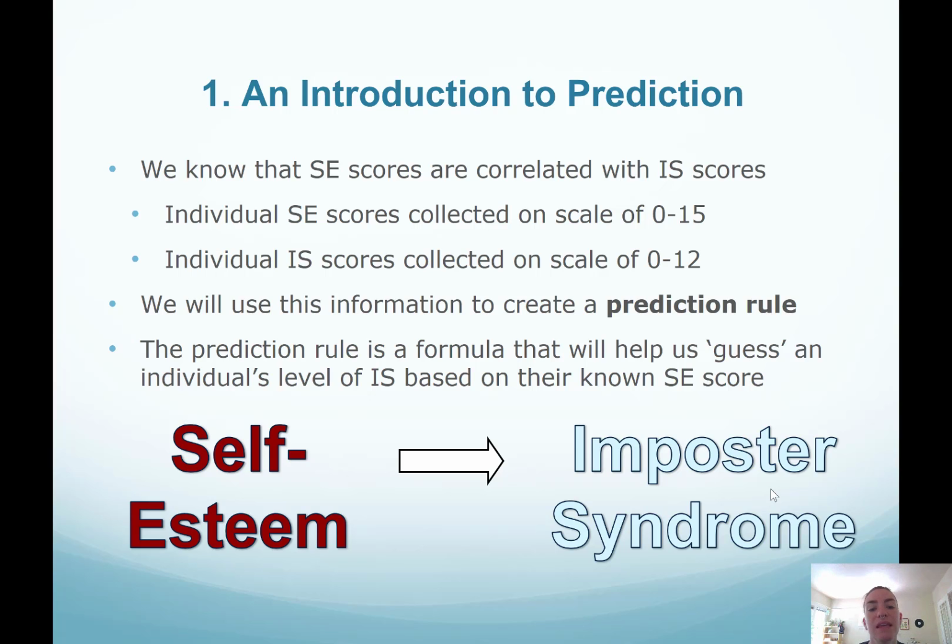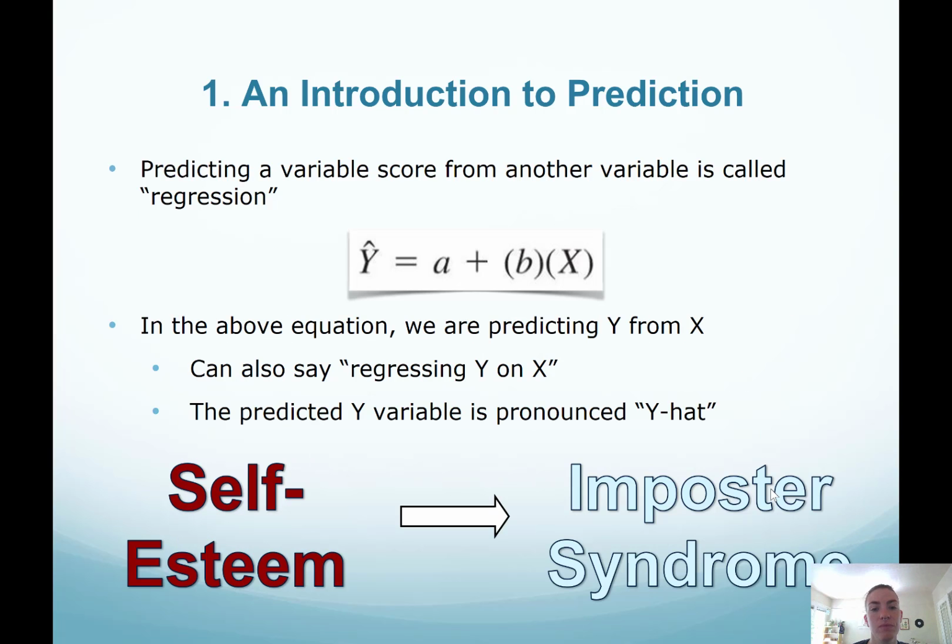And we'll use the information that we collect from the individuals on these two scales to create what we will call a prediction rule. The prediction rule is a small formula that helps us guess the individual's outcome, in this case, imposter syndrome, based on what we know about their predictor, their self-esteem level. And when we engage in this prediction, we are doing regression. So we're predicting a variable's score from another variable's score, and that's called regression.